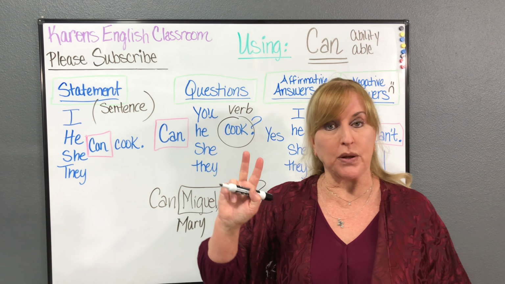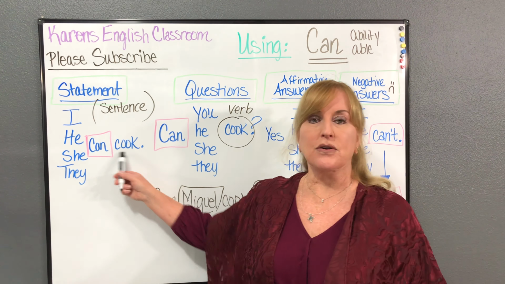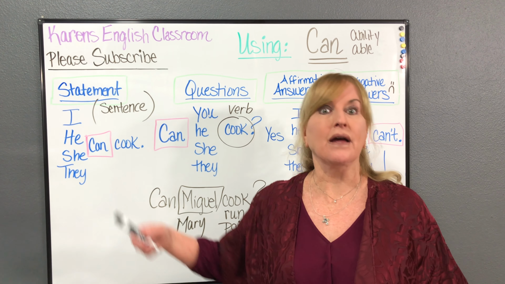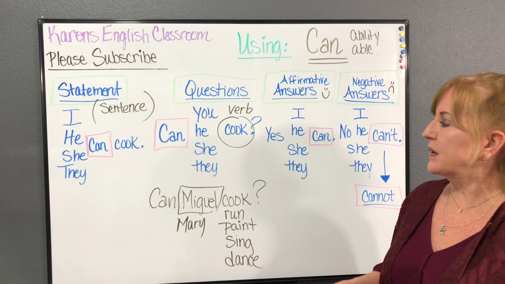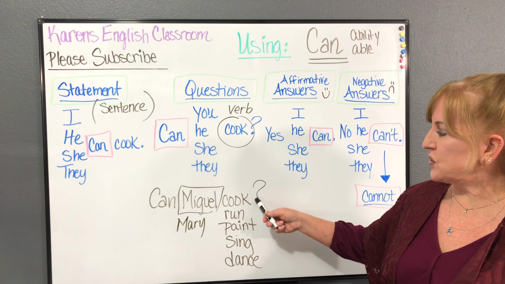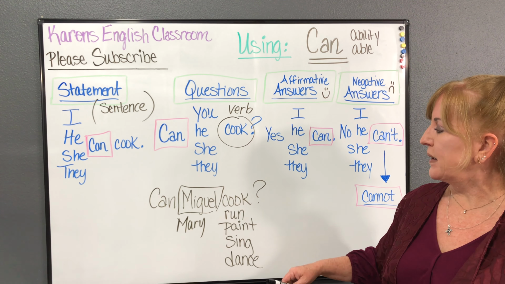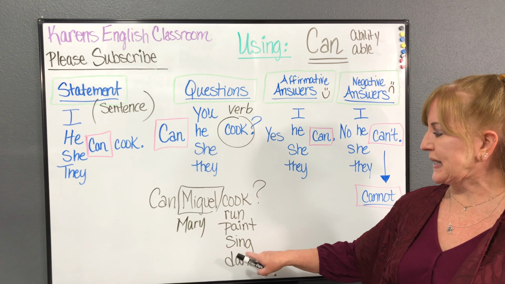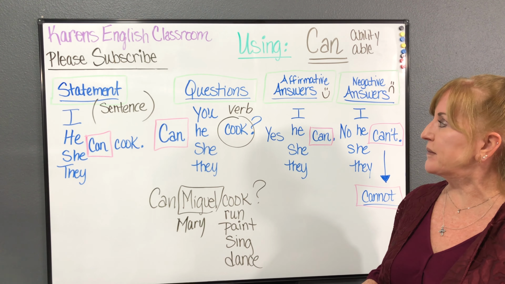And they. Now we have two people. So we can say Miguel and Mary can cook. Miguel, Mary, Tom, and Anna can cook. Okay, that's fine. You can use many people. Okay, and instead of just cook, you can say run. Miguel can run. Miguel can paint. Mary can paint. Mary can sing. Mary can dance. Okay, so that's fine.